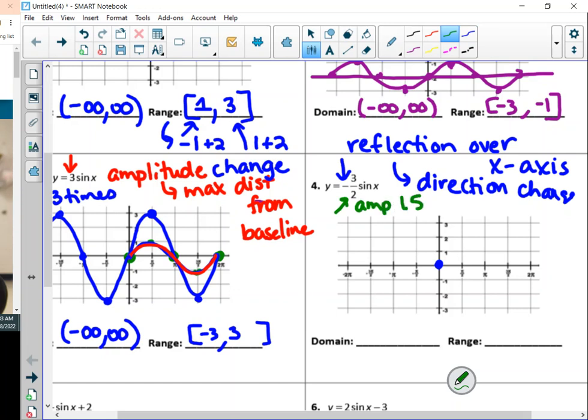Amplitude of 3/2 or 1.5. We're just going to have to eyeball that. So here's what that side would look like. And then this side. We get a down and then an up this time, and then on this side we do an up and then a down. We don't miss the domain. Range, -3/2 or -1.5 to +3/2 or +1.5.